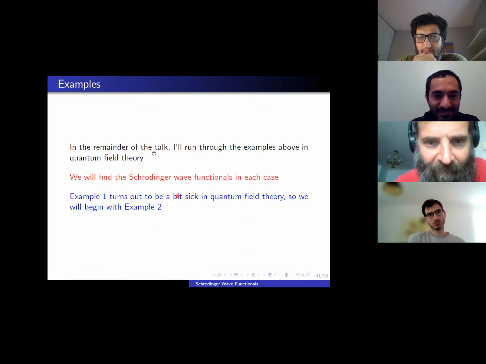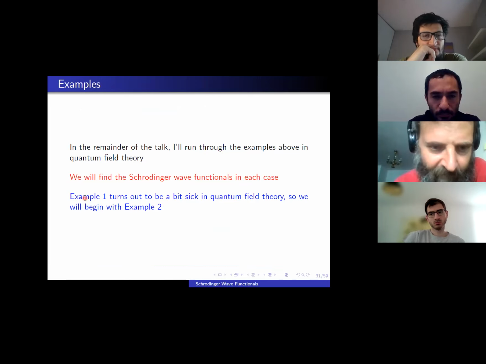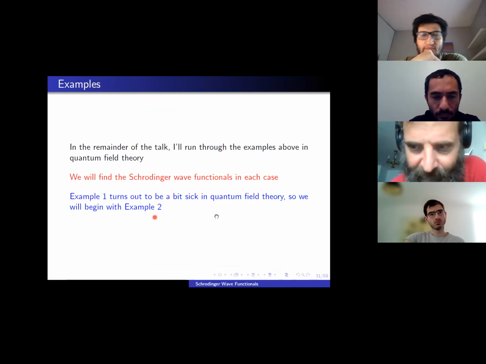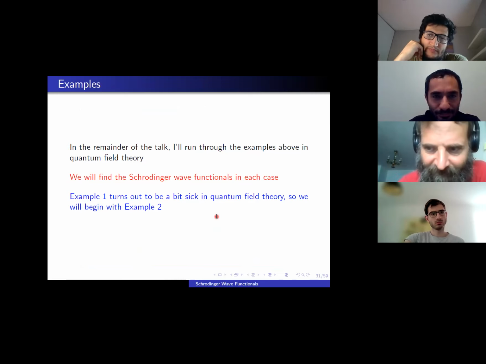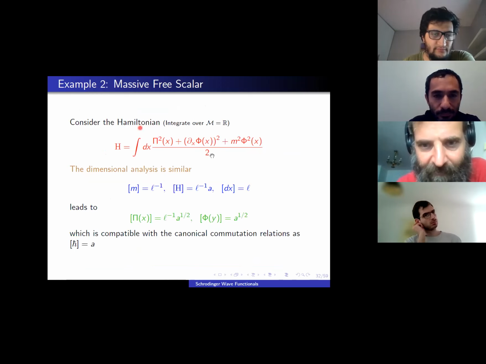Okay, so for the rest of the talk I'll talk about examples here and the relevant Schrödinger wave functionals. I'm just going to do the same examples I did in quantum mechanics, but example 1 is a little bit sick, and anyway, it's a special case of example 2. So I'll start with example 2. So let's start with this Hamiltonian, which looks like the quantum harmonic oscillator.